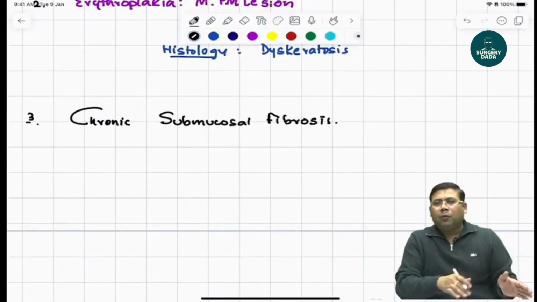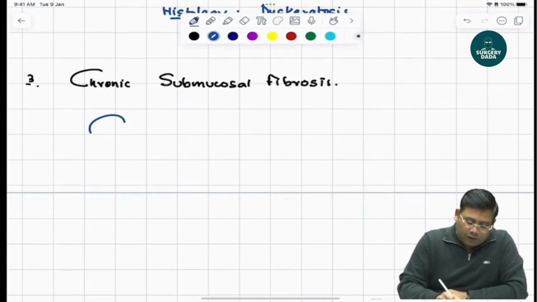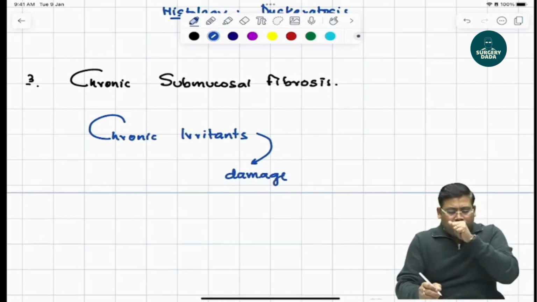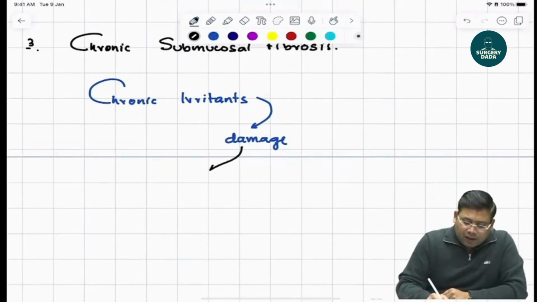Whenever the oral cavity is exposed to chronic irritants, what is going to happen? Of course, this is going to lead to damage. And eventually all the damage will heal, and the healing happens with the what, students? Healing happens with fibrosis.